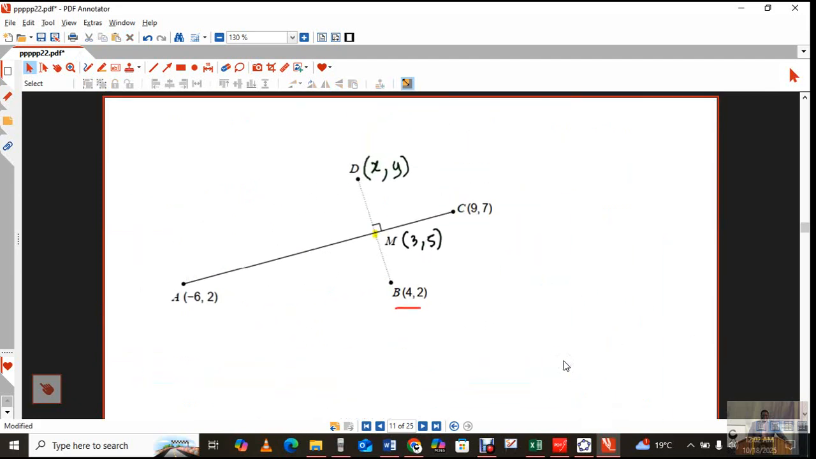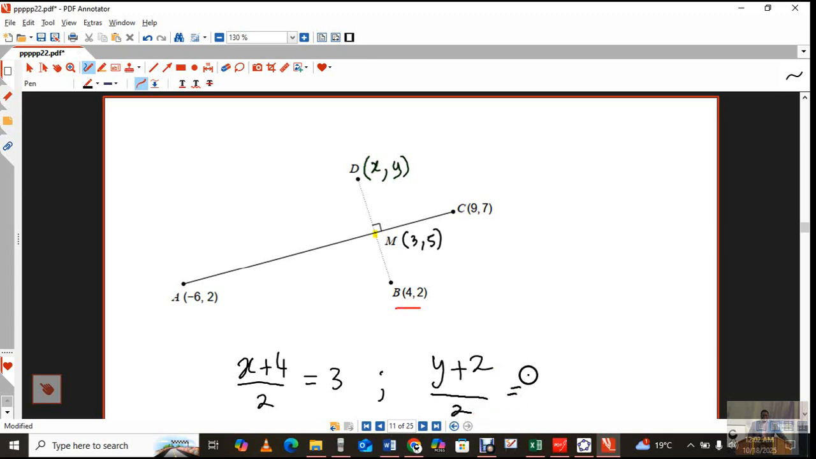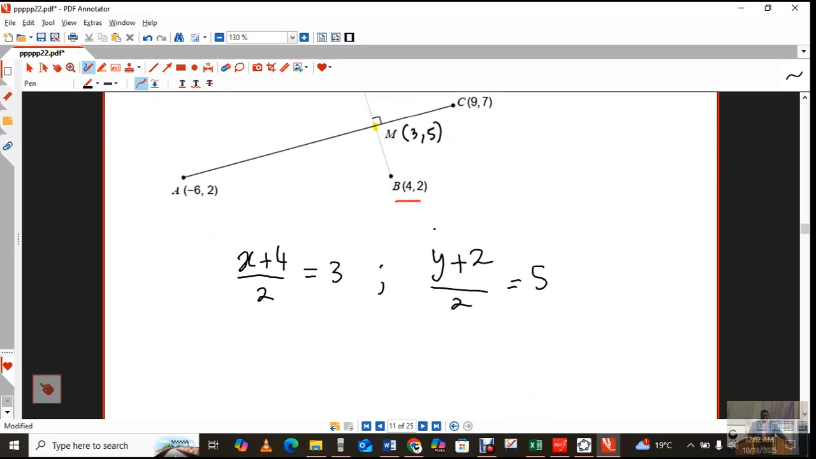So one of the ways I can find the coordinates of D, I can say, well, if I know that this is the midpoint, if I add the two x values, that is x plus 4, and I divide it by 2, that should give me the x value of the midpoint. And similarly, if I say y plus 2, so adding the two y values, dividing it by 2 will give me the mid value, which is 5. I can do that as well, right, to get my d value.